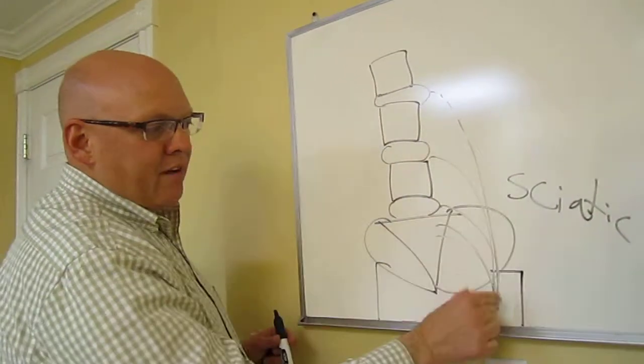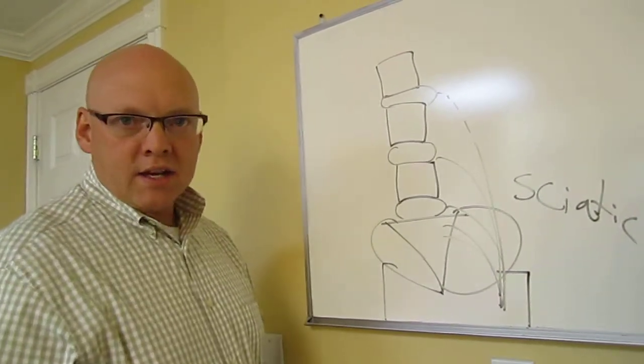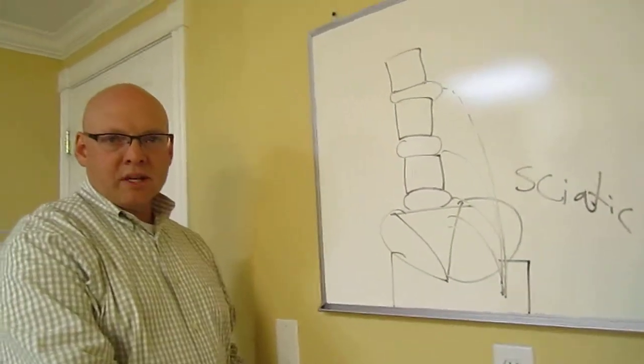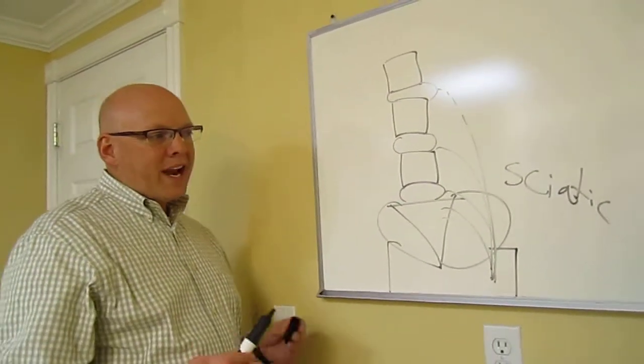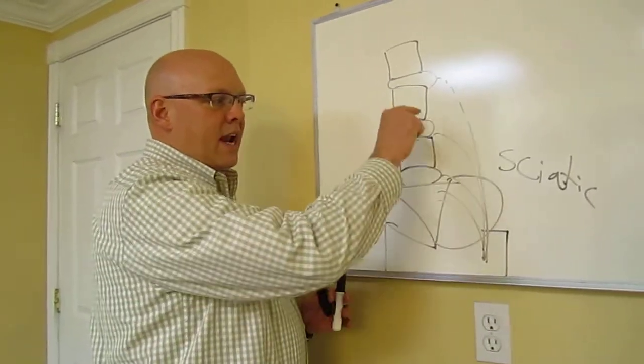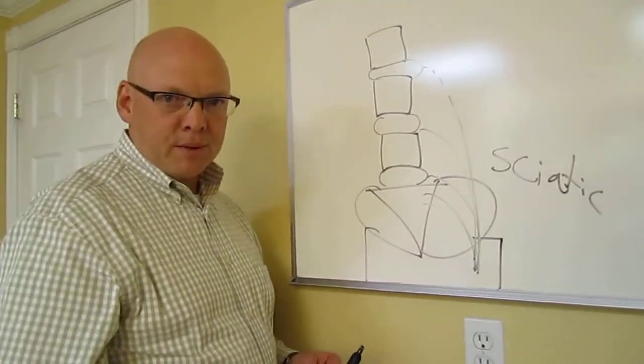goes down the back of the leg to the knee. And then from the knee, it does everything. It goes all the way around down to the big toe. We can identify where the actual problem in that nerve root chain is based on where someone feels the symptom.